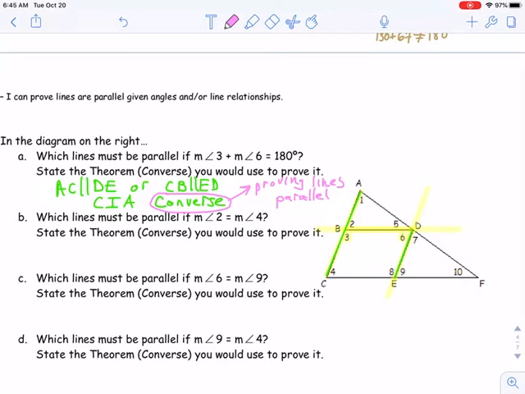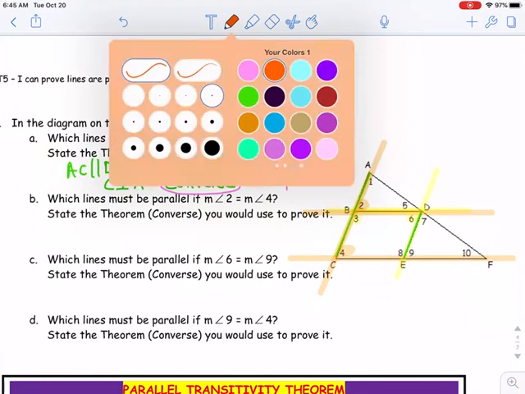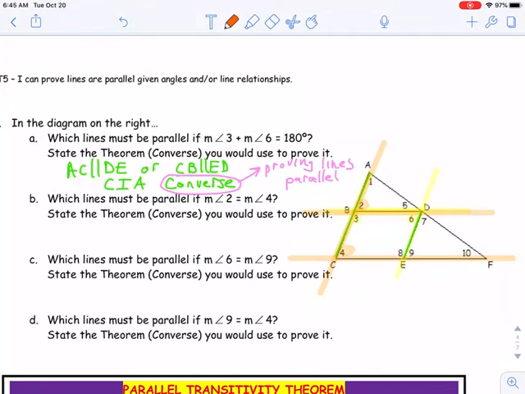All right, which lines must be parallel if the measure of angle 2 equals the measure of angle 4? Again, let's emphasize what's exactly going on. All right, so we have 2, we have 4, transversal. Okay, now we're focusing on this orange stuff, all right? Since 2 is congruent to 4, we know that BD is going to be parallel to CF, all right? These lines are going to be parallel. And why? The corresponding angles postulate converse.